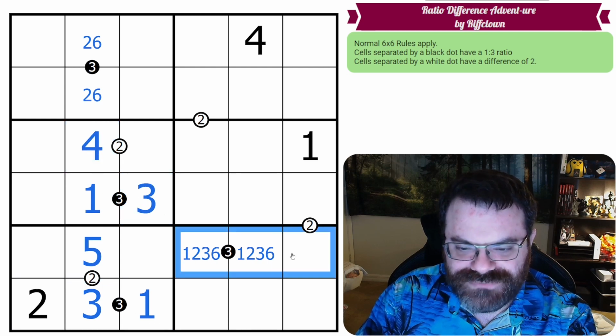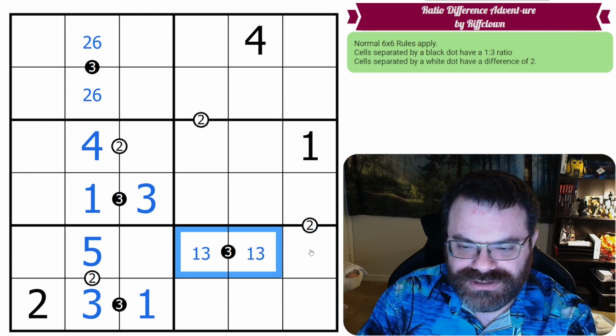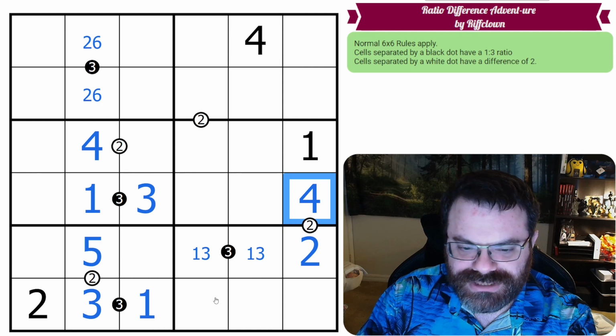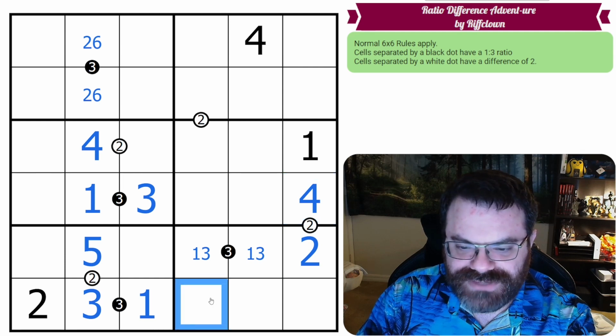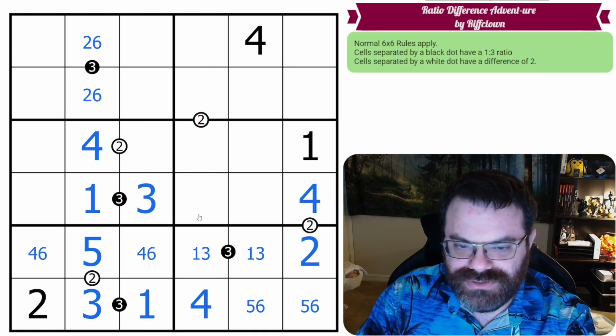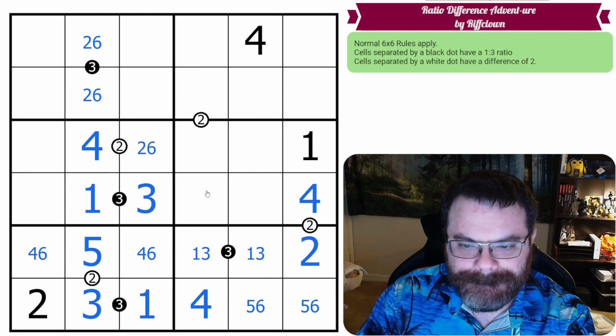Now 1, 2, 3 have to go up here. So the 1 and 3 are going to go here, and this is going to be the 2. 2 can only go with 4 on this white dot. Here we're going to have 4, 5, 6, and the 4 is going to go here. Here we need 4 and 6. Don't know the order yet. 4 is going to go with 2 or 6. Might as well fill that.